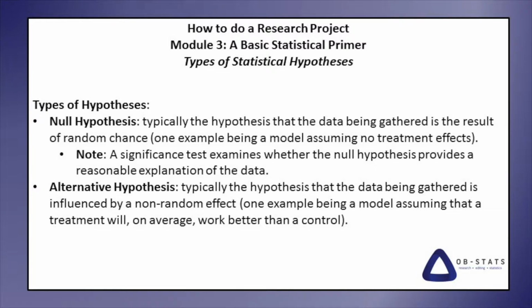And 2. The alternative hypothesis. The alternative hypothesis is typically the research hypothesis that the data being gathered is influenced by some non-random effect, one example being a model assuming that a treatment will, on average, work better than a control.